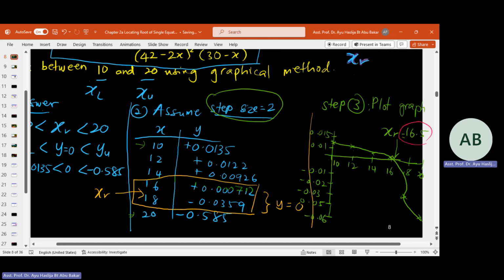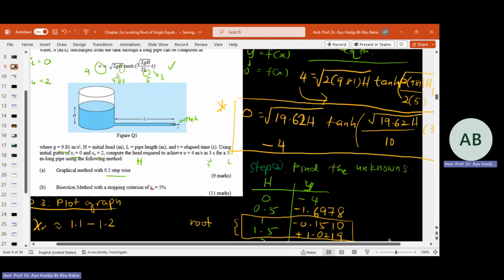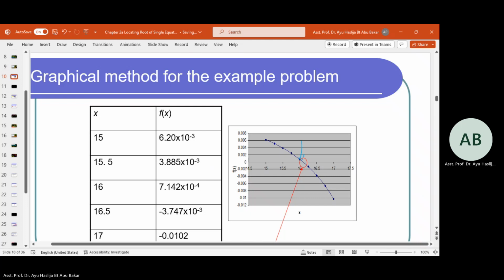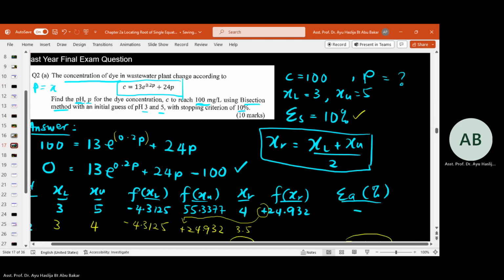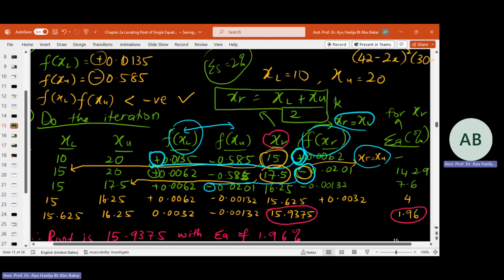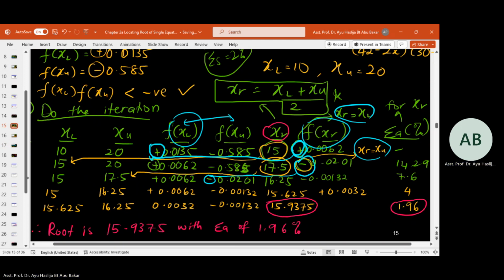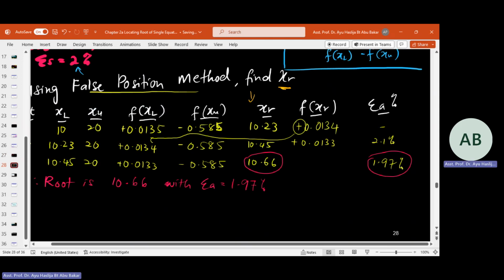But from the bisection, slightly different. It reduced to 15. Okay, bisection 15, 15.9. But then when we try with false position, you get 10 only. So what can you conclude?